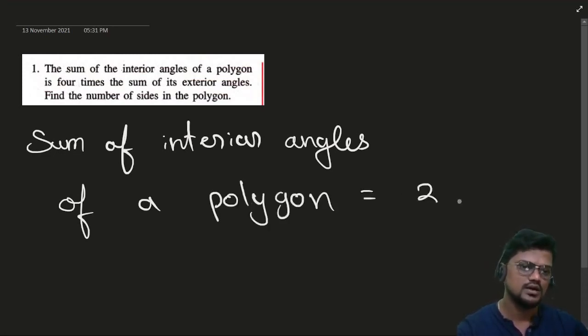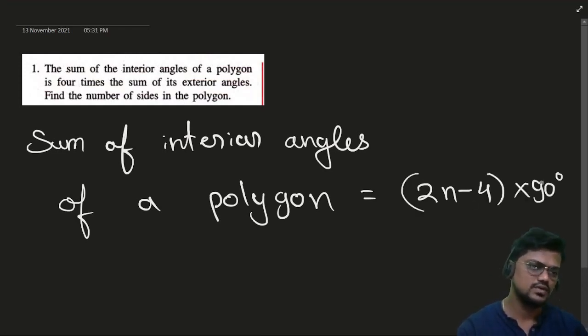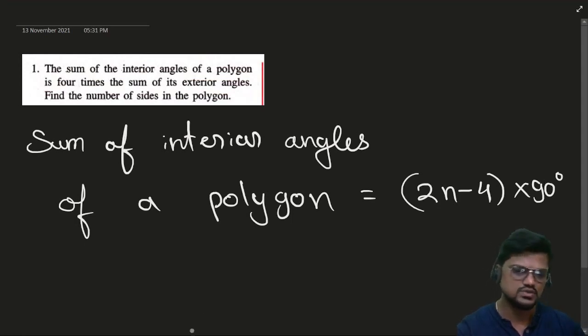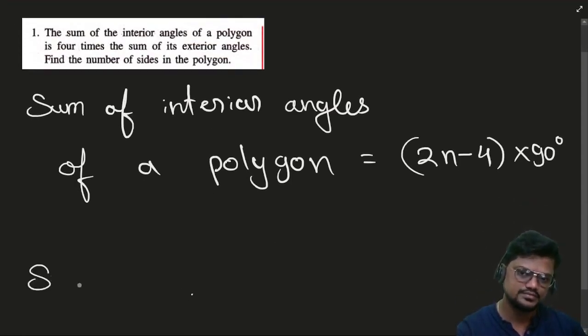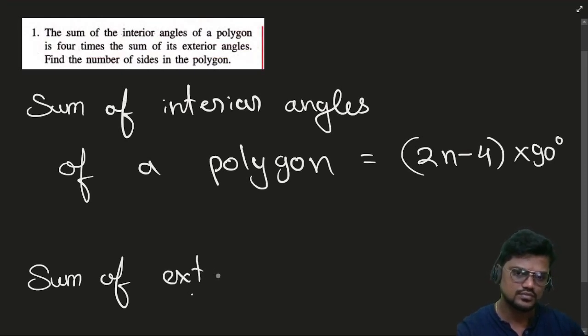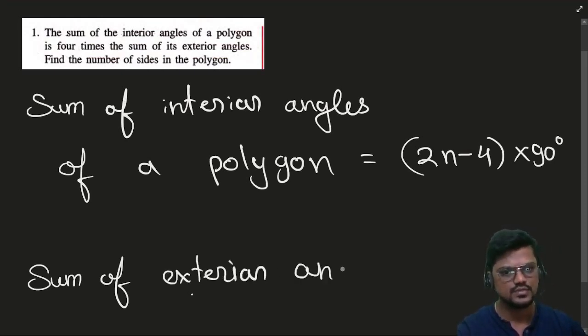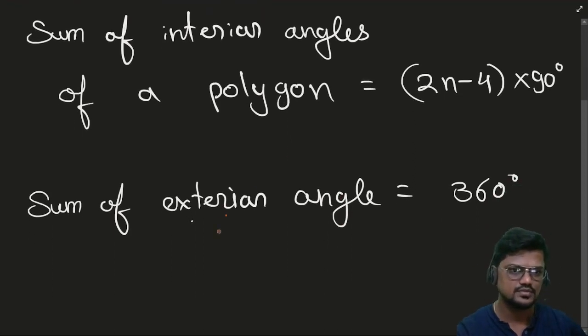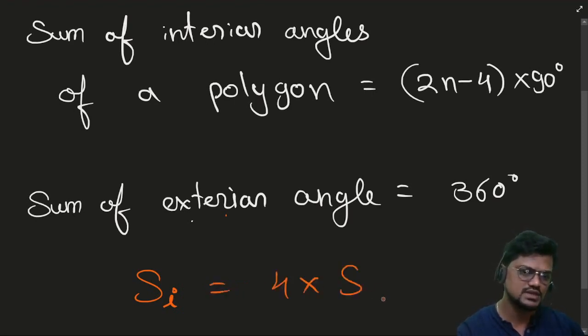There is a formula, 2n minus 4 into 90 degrees. We don't know the number of sides of this polygon. The sum of interior angles of a polygon is 4 times the sum of exterior angles. What is the sum of exterior angles of a polygon? 360. This is always 360. Now, what they have said is the sum of interior angles of a polygon is 4 times the sum of exterior angles.